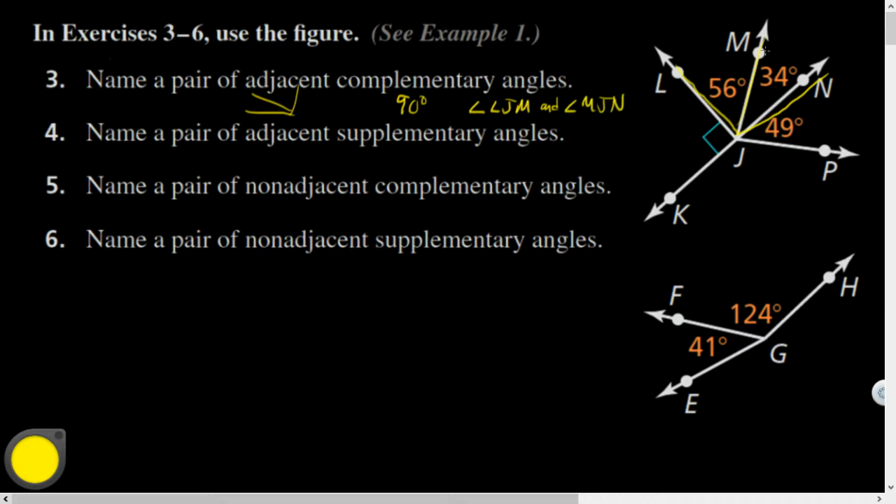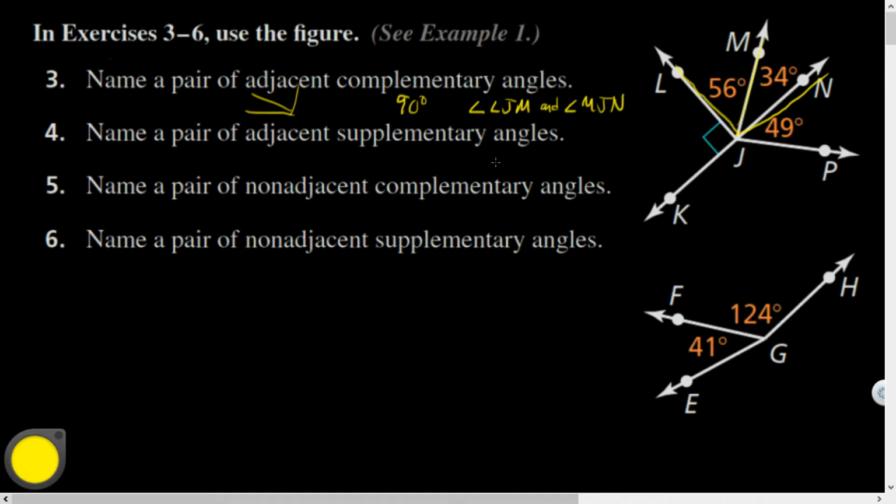Let's see. Is there another one in here? How about these ones? Do you think these ones are? Nah, it doesn't look like those add to 90. And fortunately, in terms of drawn to scale, that also didn't look like a 90 degree angle. But we can never go by what it looks like.